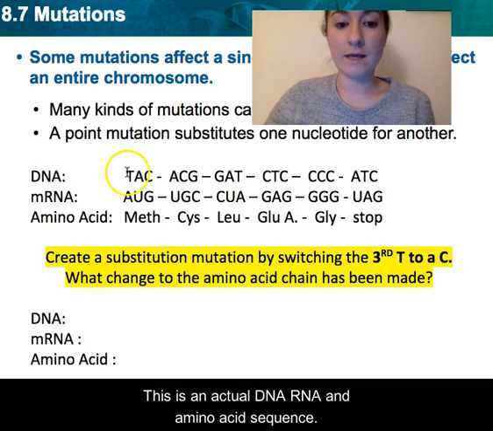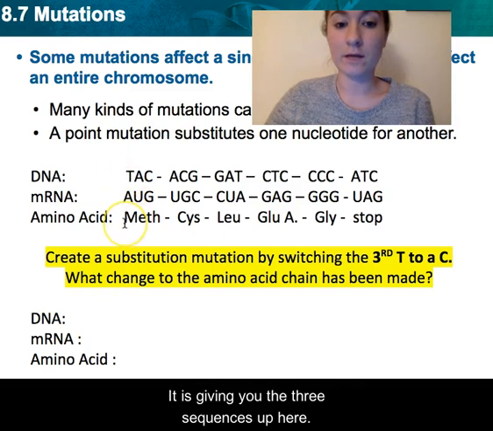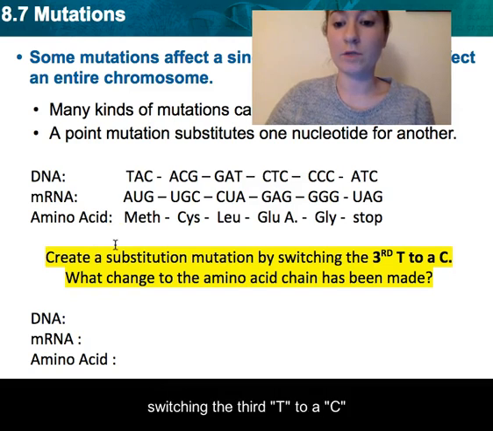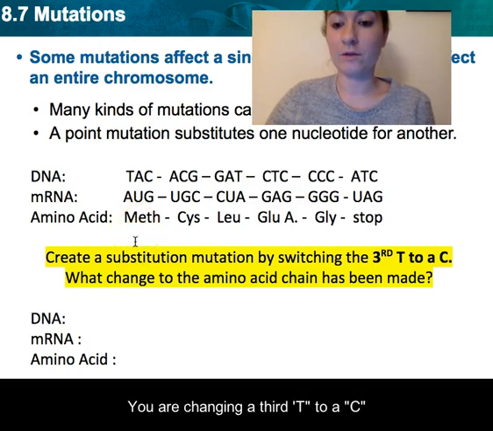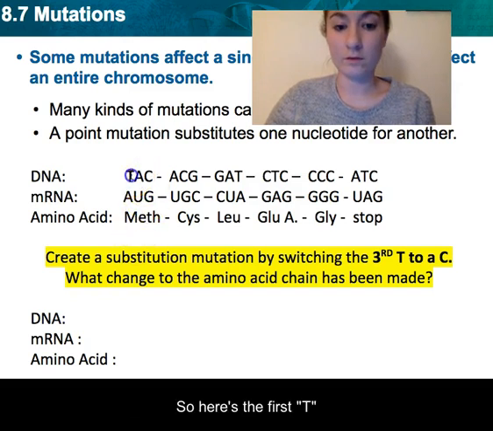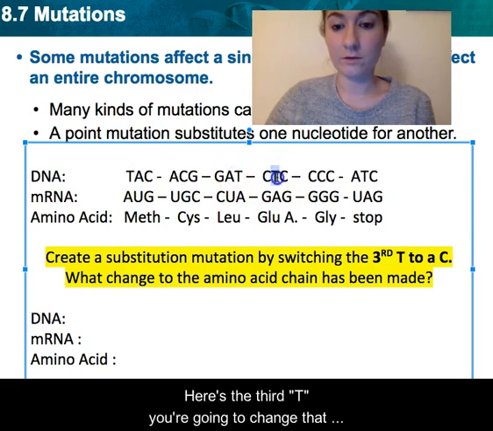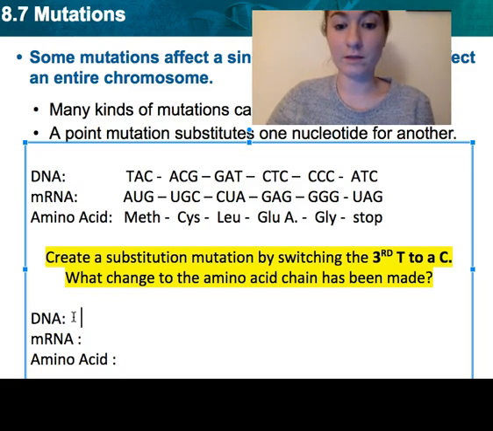This is an actual DNA, RNA, and amino acid sequence. It is giving you the 3 sequences up here. Now you're going to create a substitution mutation by switching the third T to a C. What change to the amino acid chain has been made? So you are changing the third T to a C. So here's the first T, here's the second T, here's the third T. You are going to change that T to a C in your DNA sequence. Rewrite the DNA sequence here by changing that T to a C.